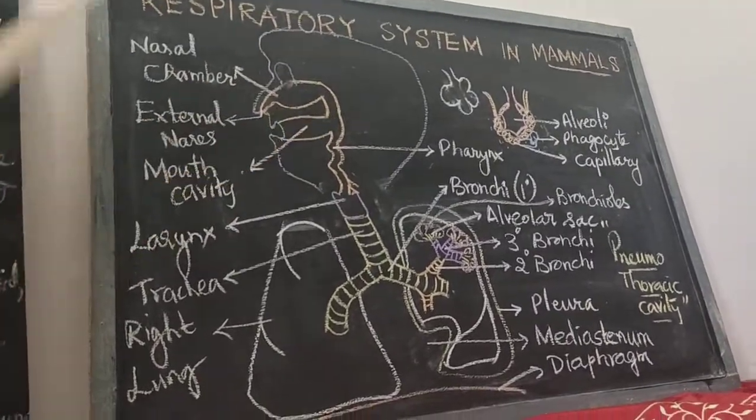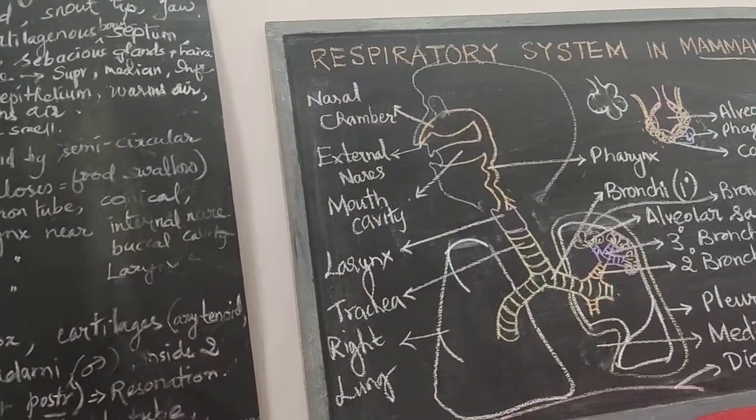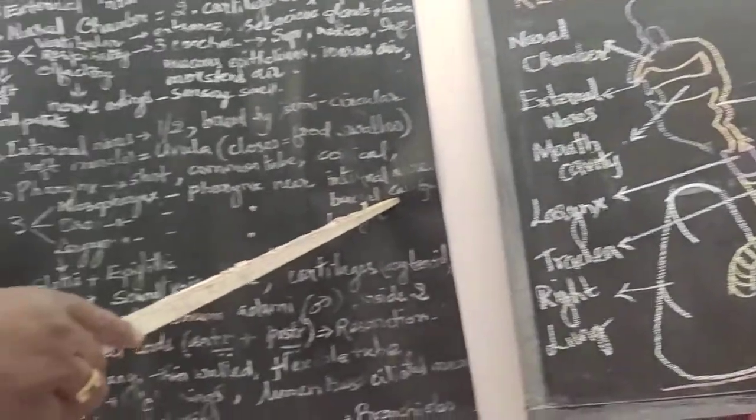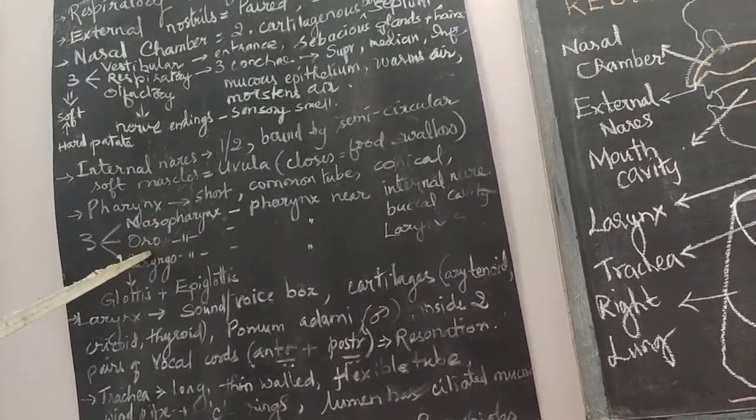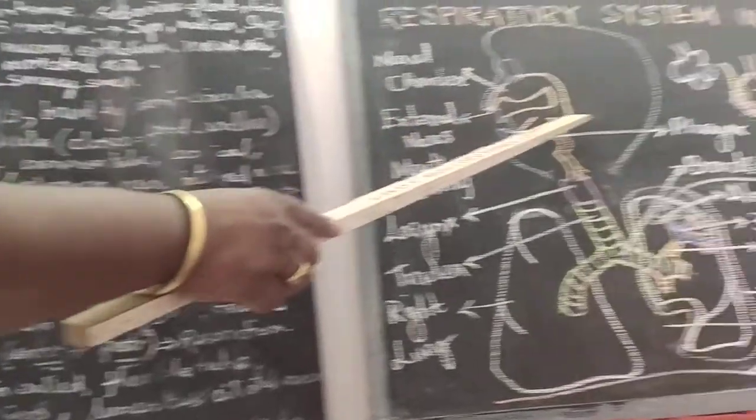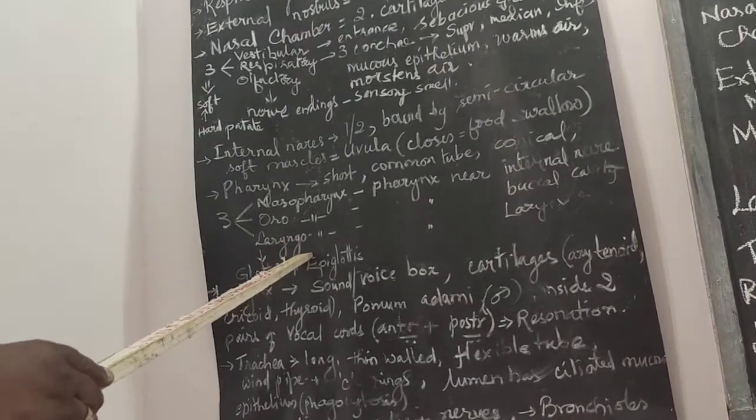The next pharynx portion is attached to the buccal cavity or mouth cavity. This is called the buccal cavity associated pharynx, referred to as the oropharynx. Oro refers to buccal cavity. And the lower pharynx, which is attached on the posterior side to the larynx, is called the laryngopharynx.